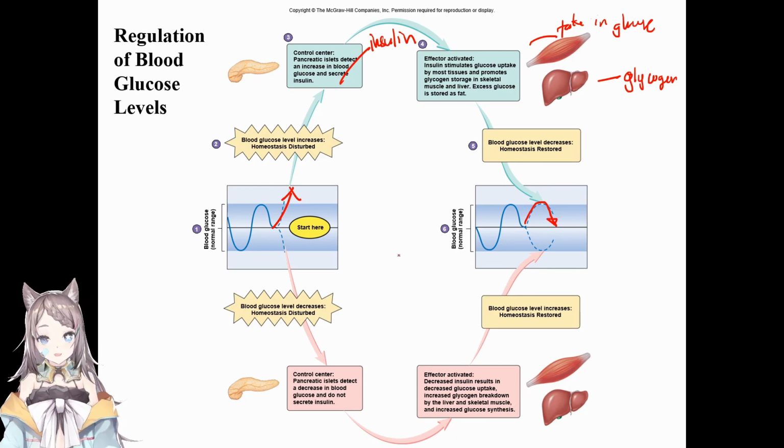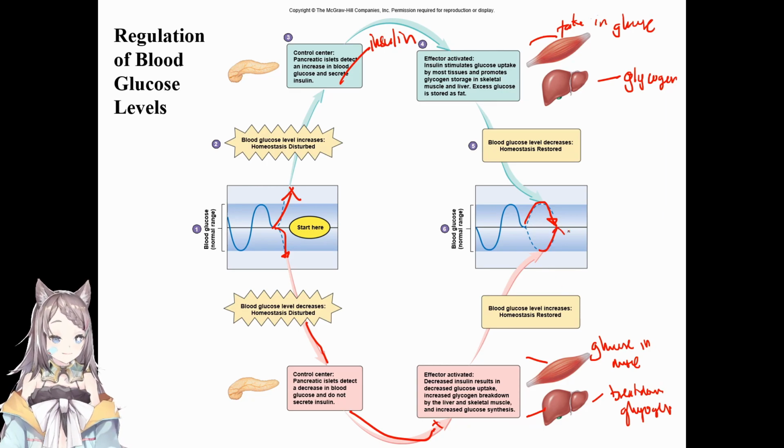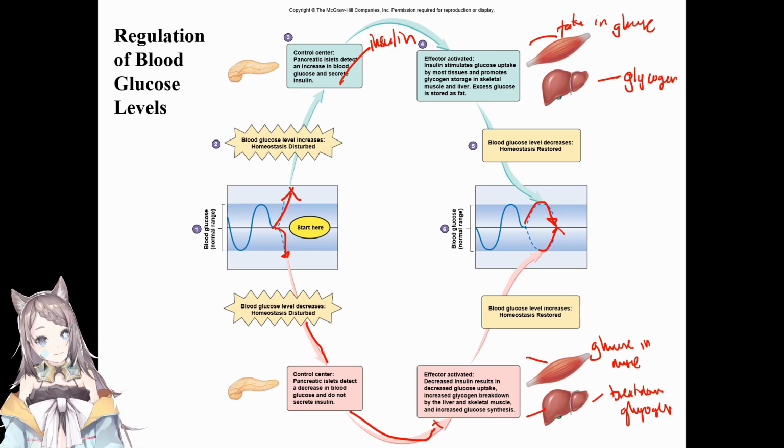If you are now too low in sugar or blood glucose, glucagon will be secreted. Glucagon will cause release of glucose in the muscle and also cause breakdown of glycogen, increasing blood glucose levels. So what is the antidote to too much insulin? Glucagon or dextrose, sugar.